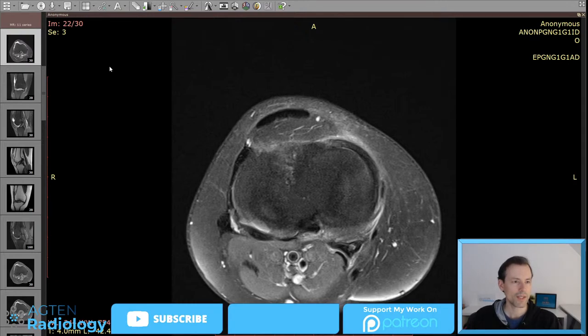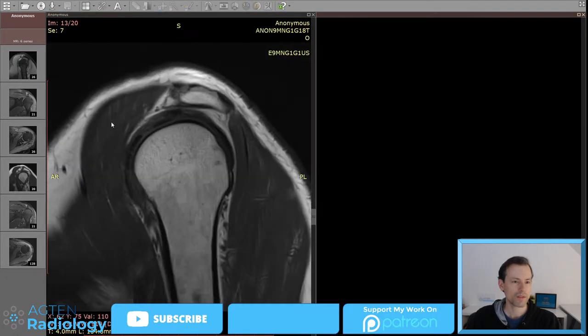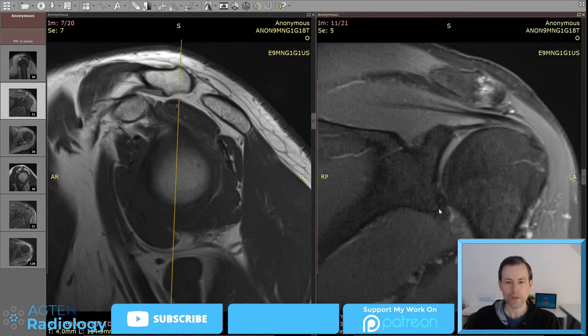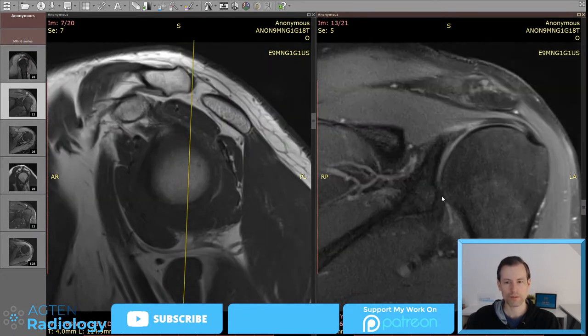Now moving on to the next case. I think this one was a little bit less fancy. The clinical information: 50-something-year-old patient with shoulder pain for several months. So it's a very common indication, and I think it's a very nice example for two things, if I remember correctly.